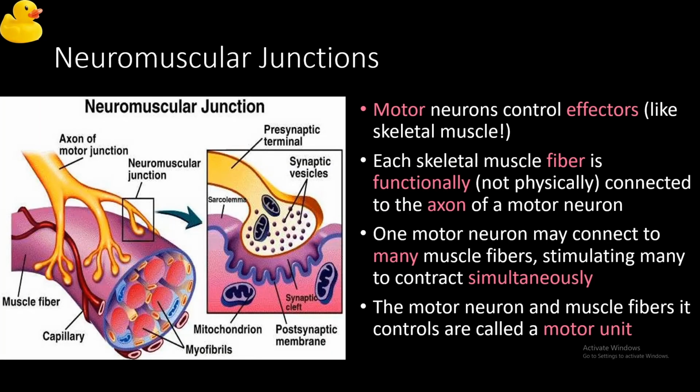This diagram should look a little bit familiar because we've talked about neuromuscular junctions before. We talked about them when we talked about nervous system and how an impulse travels. So motor neurons are going to control effectors, like skeletal muscle. So as a reminder, this is a part of your peripheral nervous system. Each skeletal muscle fiber is going to be functionally connected to the axon of a motor neuron. But remember that they're not physically connected. We do have a gap there. That's going to be the synaptic cleft.